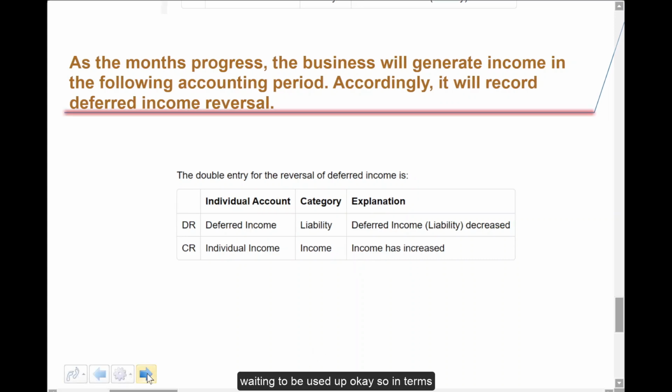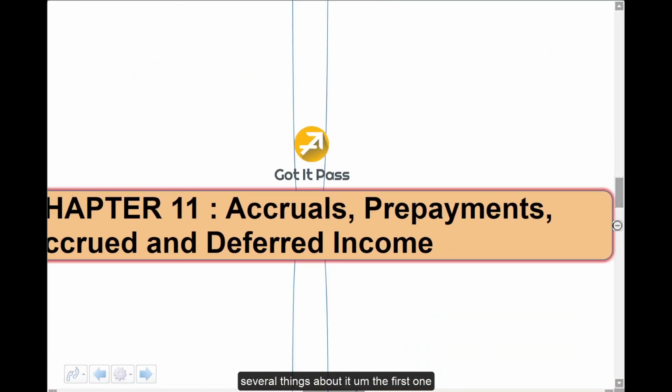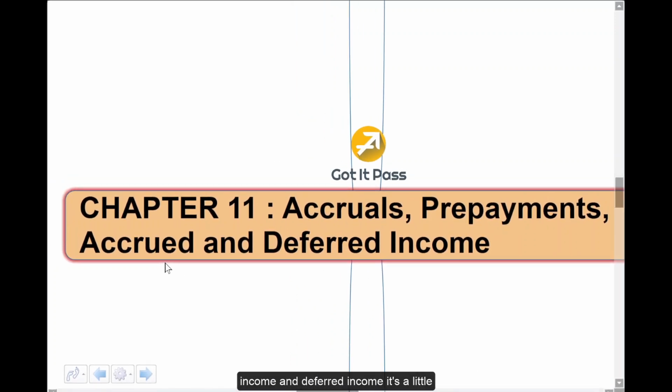Okay? So, in terms of this particular chapter, I'd say several things about it. The first one is that the basic level stuff here is going to get examined, absolutely, accruals and prepayments. This is certainly, as mentioned from the off, our bread and butter, our cheap marks. There's definitely going to be accruals and prepayments questions in your exam. You know, in terms of the other side, accrued income and deferred income, it's a little bit more tricky because of the reversals, etc., and also because of the concepts, but it is included in our syllabus. So we need to be savvy with it.